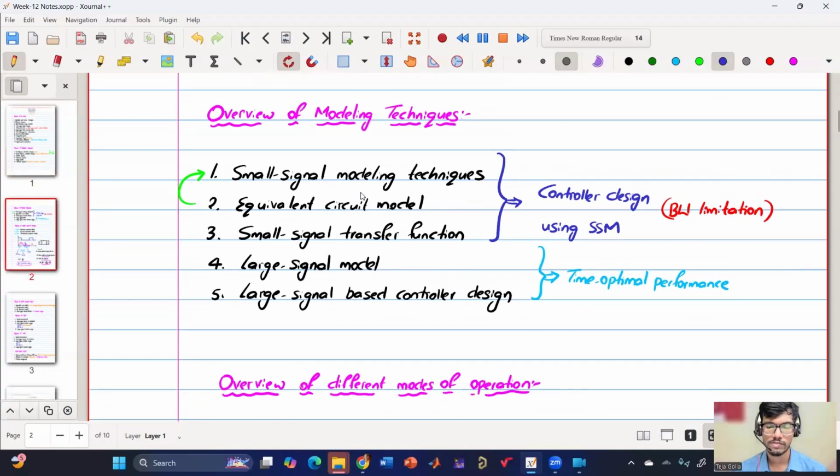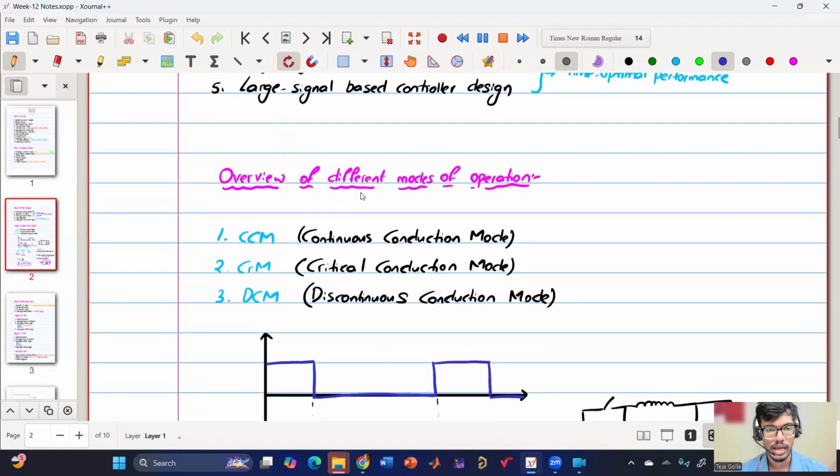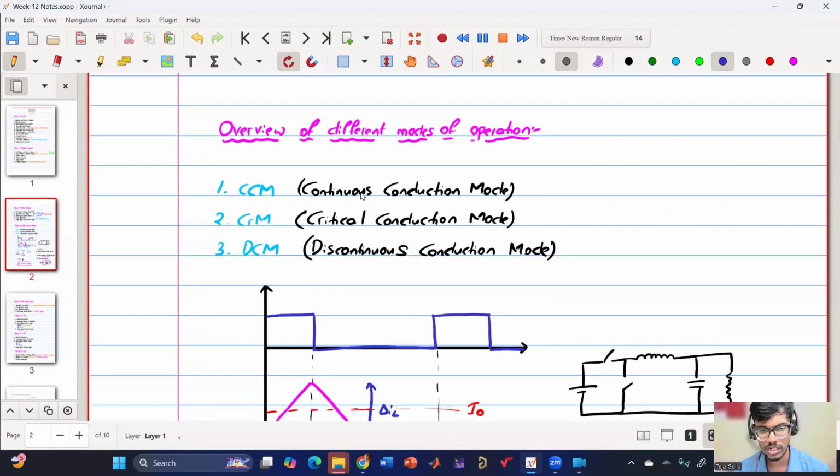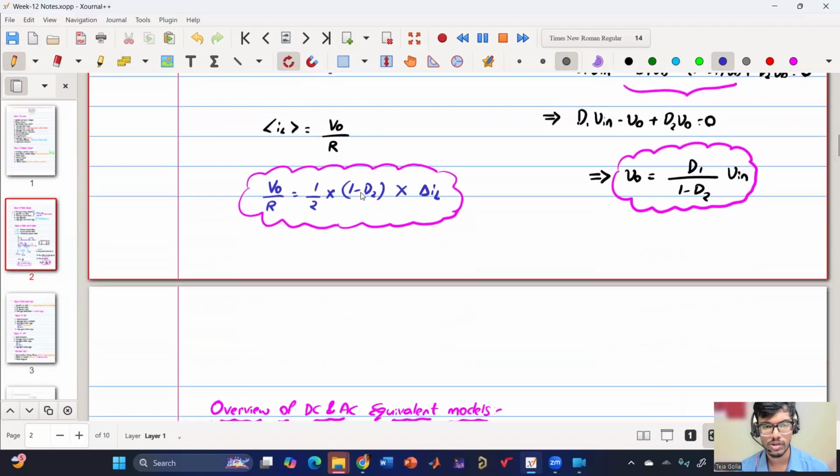In the case of modeling, we started with the small signal modeling that we obtained from the equivalent circuit model, and we obtained small signal transfer functions, using which we designed the controller using the small signal model. Whereas if we want to achieve better performance, we have gone to the large signal model and large signal based controller design, and we have seen the aspects of time optimal performance. And then we have also discussed different modes of operation like continuous conduction mode, critical conduction mode, and discontinuous conduction mode, and we have seen how to get the boundary condition, as well as how to get the V0 expressions.